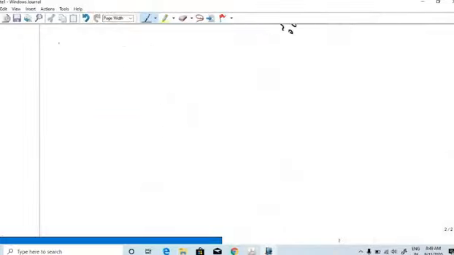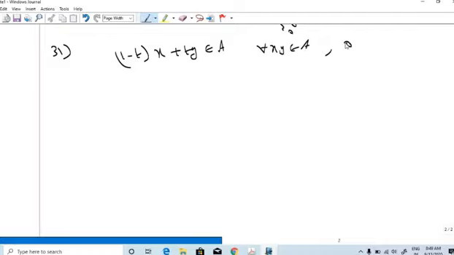So how to prove this one? Recall that a set A is convex if (1 minus t) times x plus t times y belongs to the set A for all x, y in A, where t varies over the closed interval [0, 1]. Here E1, E2 are convex sets. Now we have to consider Z, maybe (1 minus t) Z1 plus t Z2, where Z1 and Z2 belong to E1 plus E2.